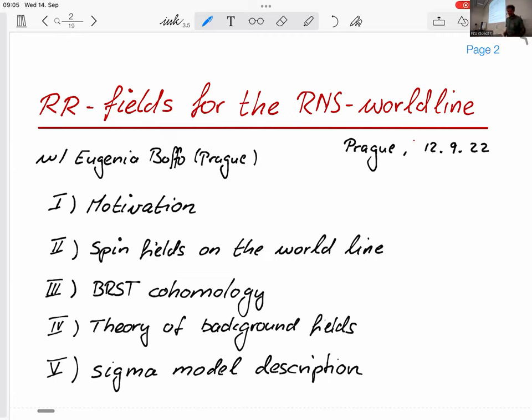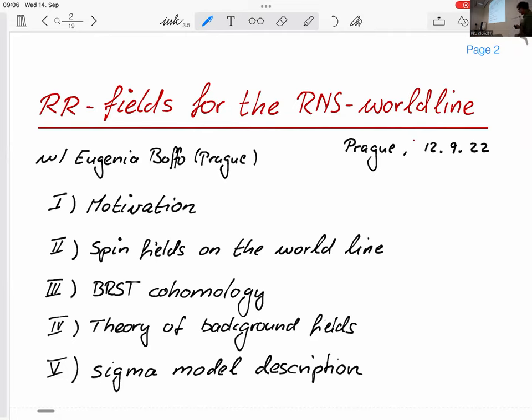But what we've learned over the last few years is that many aspects of string theory can already be seen with the worldline. And so therefore we thought we would start with the worldline and see how far we can get. So this will be part of the motivation.